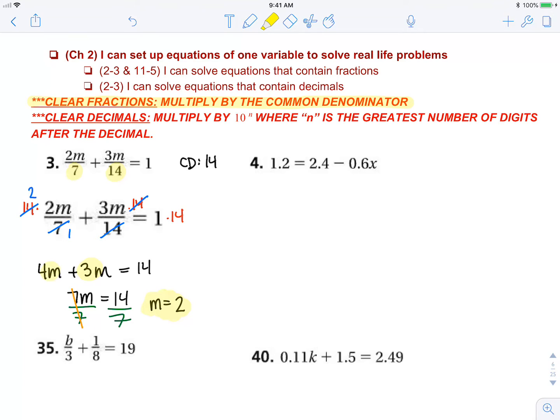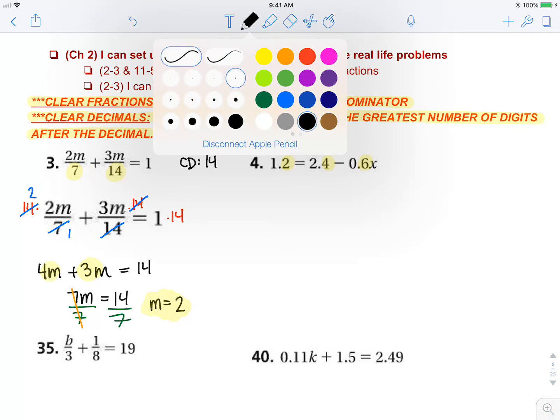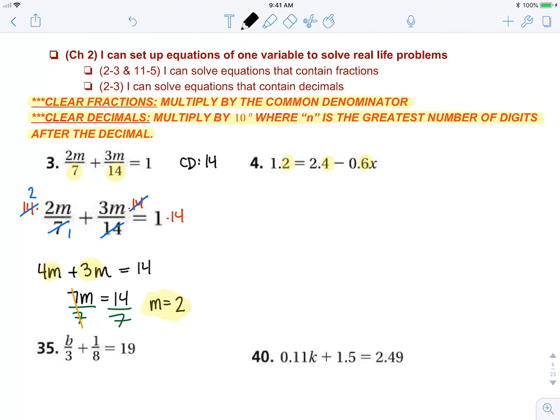Now, in number 4, we have decimals. And when we're clearing the decimals, we want to multiply by 10 to the nth power, where n is the greatest number of digits after the decimal. So if I look at number 4, there's 1, 1, 1 number after the decimal. So I'm going to multiply by 10 to the first, which is just 10.